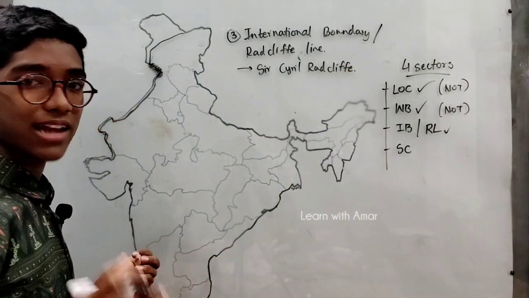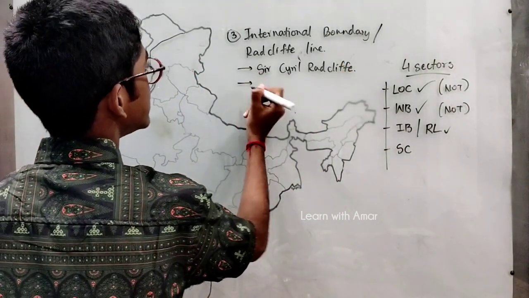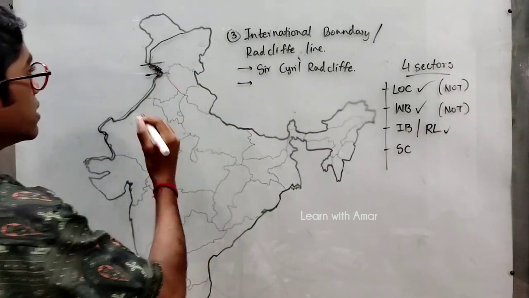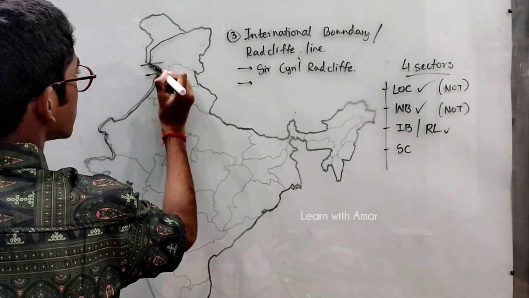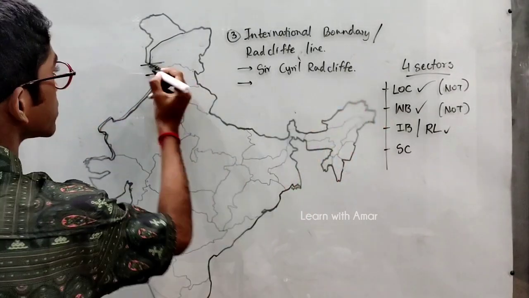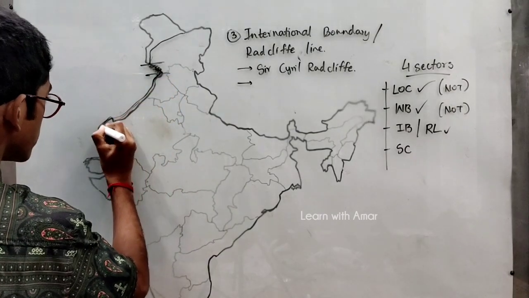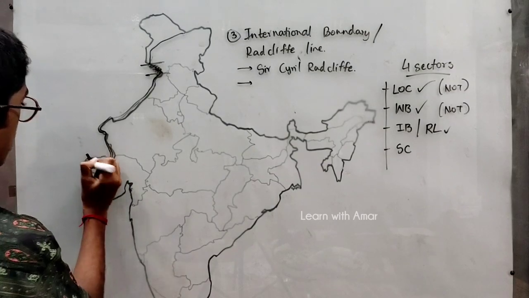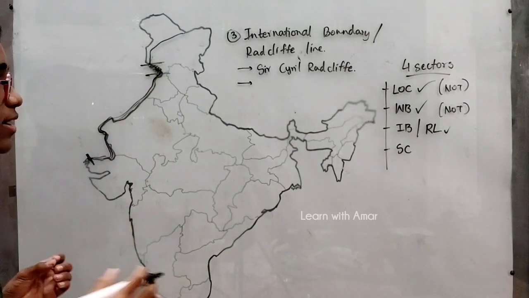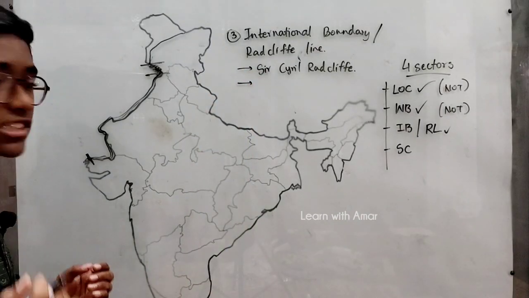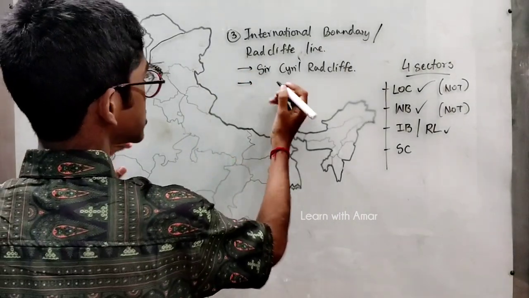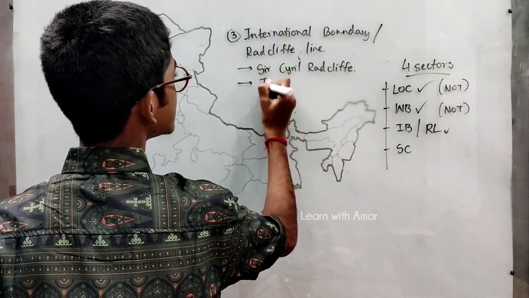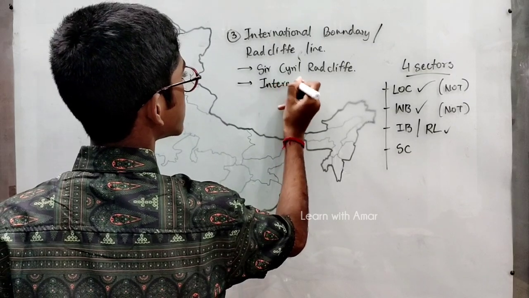Sir Cyril Ratcliffe. Alright, this line extends from here, let me draw the divisions not to be confused, from the working boundary all the way to Gujarat, somewhere right here. Okay, let's say this part. So this whole border is called Ratcliffe Line or international boundary. So this is accepted by both the countries or both the parties. So we can call it, yes, it is internationally accepted.